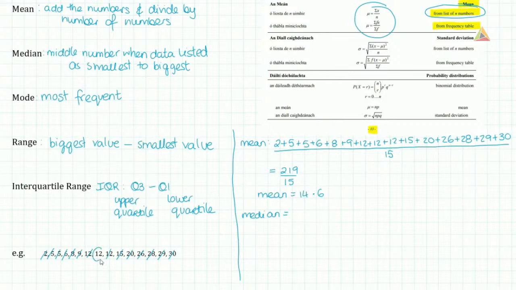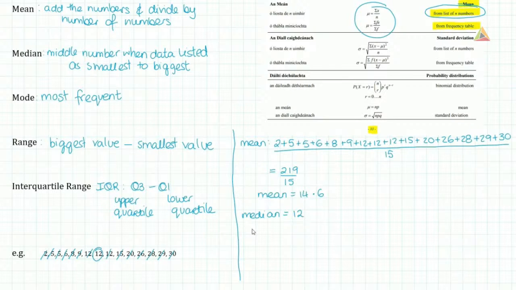In this case, we're left with just one number in the middle. I can see that there are 1, 2, 3, 4, 5, 6, 7 terms before it, and 1, 2, 3, 4, 5, 6, 7 terms afterwards. So on this list, our median is going to be the number 12, because that is the middle number.